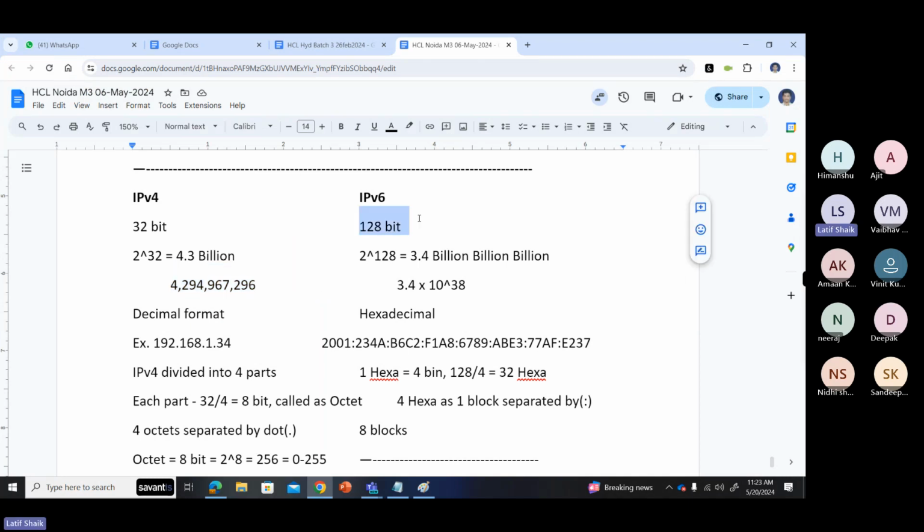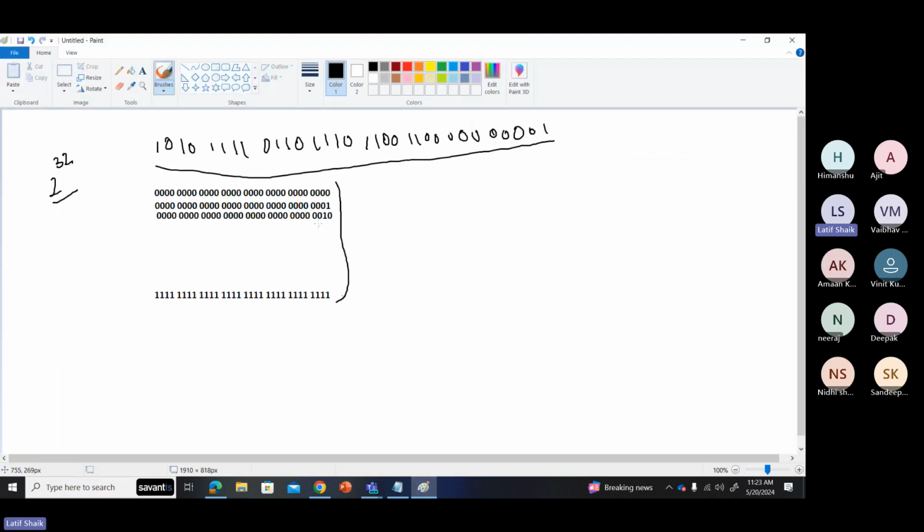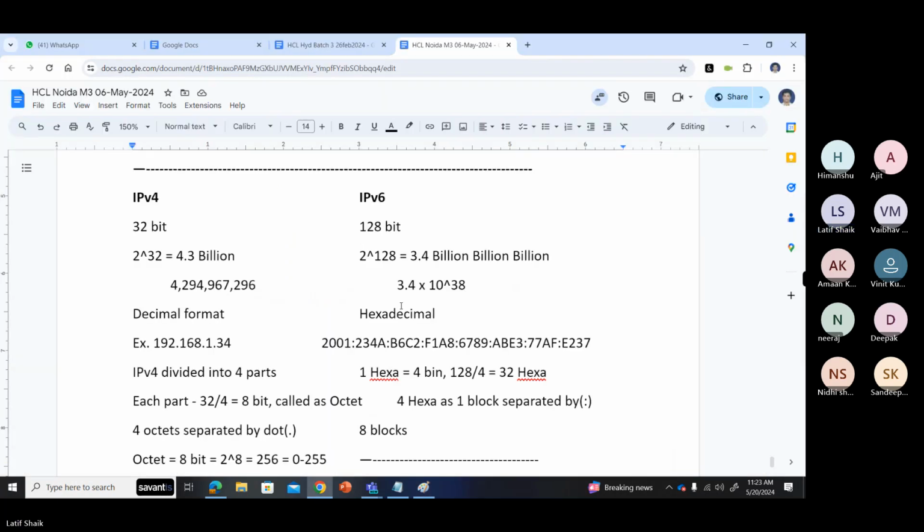Whereas IPv6 is 128-bit. Again, it is 128 binary bits, from all 128 zeros to 128 ones. So it is 2 to the power of 128, about 3.4 decillion IP addresses, that is 3.4 times 10 to the power of 38 combinations of IP addresses in IPv6.